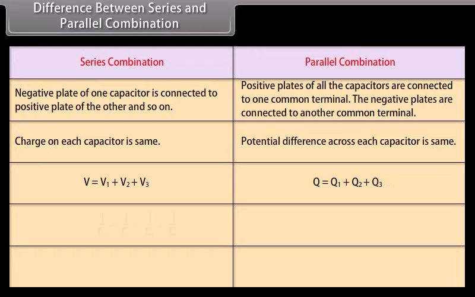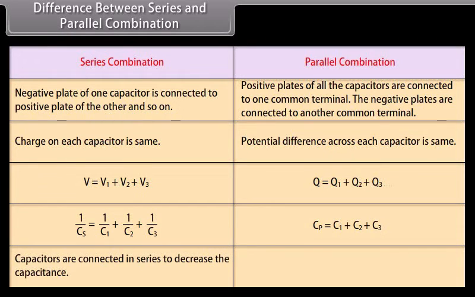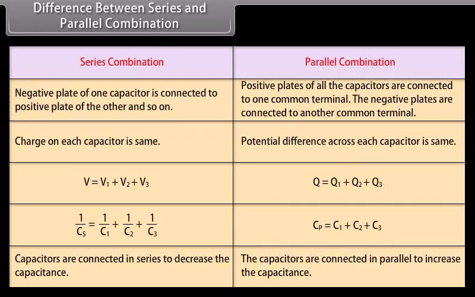In series combination, the reciprocal of Cs is equal to 1 upon C1 plus 1 upon C2 plus 1 upon C3. Whereas, in parallel combination, Cp is equal to C1 plus C2 plus C3. In series combination, capacitors are connected in series to decrease the capacitance. Whereas, in parallel combination, the capacitors are connected in parallel to increase the capacitance.